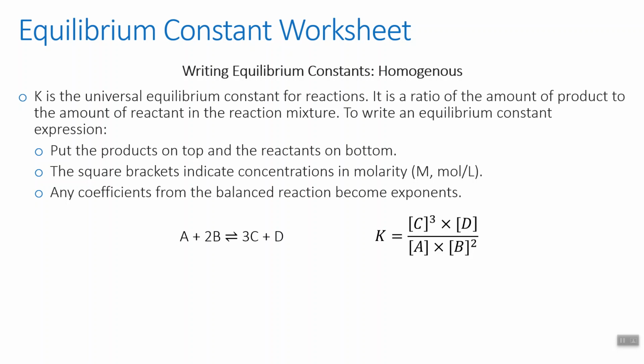In order to write an equilibrium constant expression, first the products go on top and the reactants go on bottom. The square brackets indicate concentrations in molarity, moles per liter. And any coefficients from the balanced reaction become exponents. Looking at our example here, C and D are products, so I have those on top in my equilibrium expression. A and B are reactants, so they go on bottom. Then for the coefficients, for example, we have 2B, that becomes a square, and on 3C, that becomes a cube.